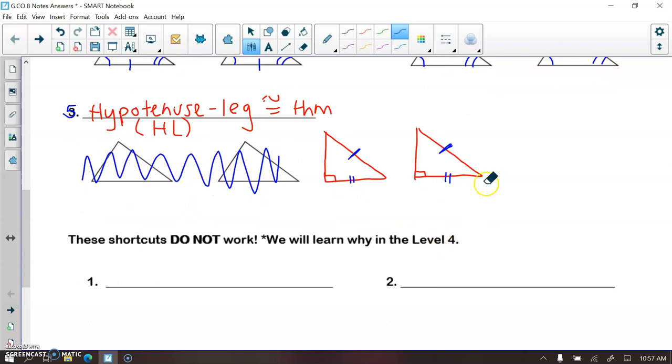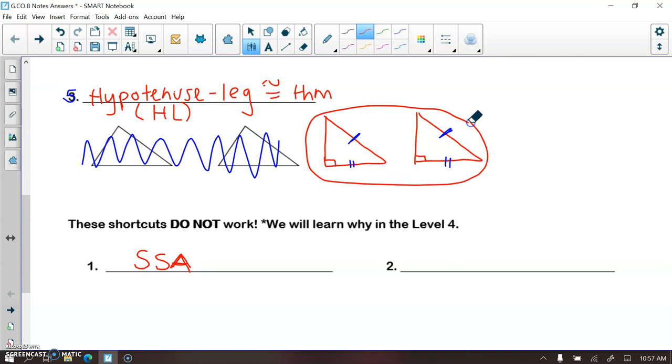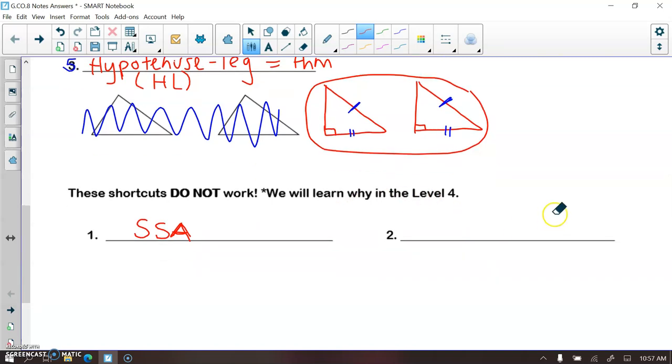Now, the reason why we have this theorem is because this is SSA, because these angles are congruent. And technically, one of the shortcuts that does not work is SSA. However, if you have a right triangle, SSA works, but we call it the HL congruence theorem instead of SSA. SSA will not work with any other pairs of triangles. And we're going to learn why in level 4.